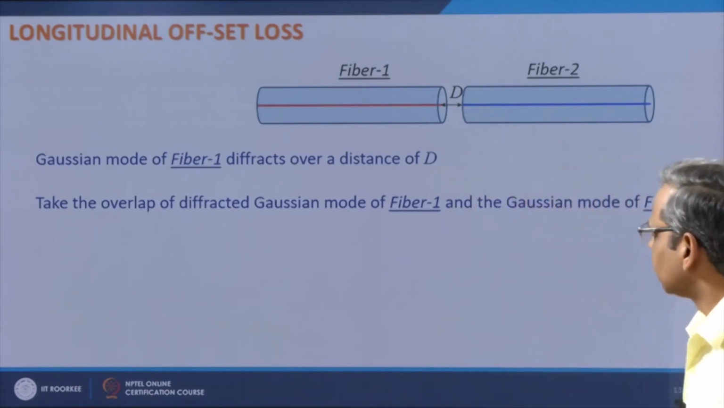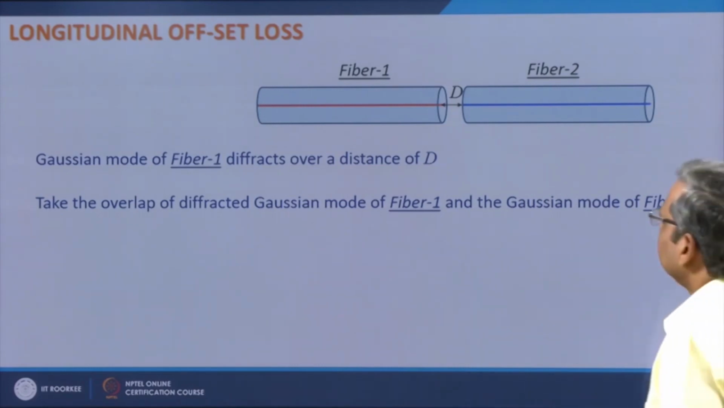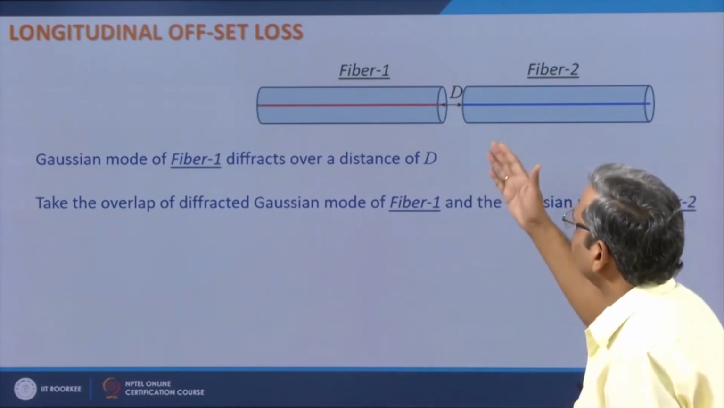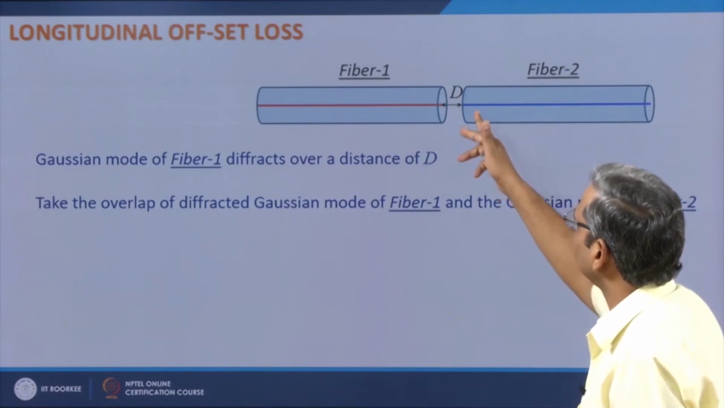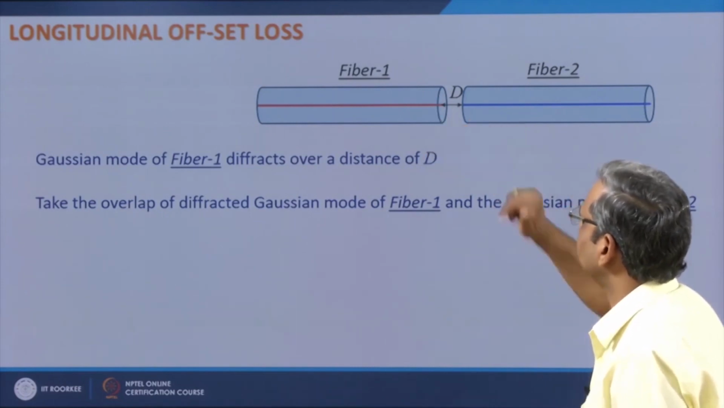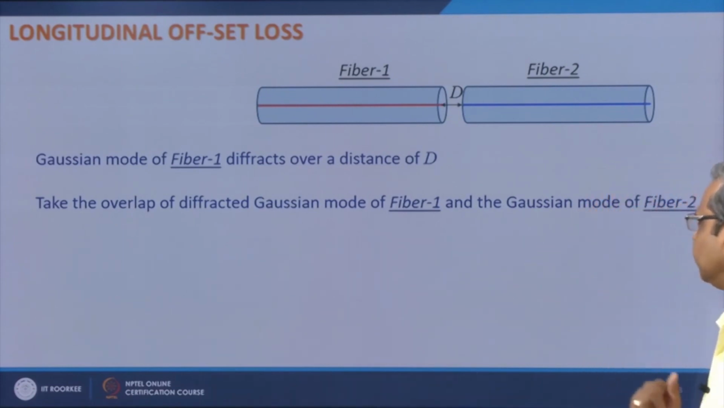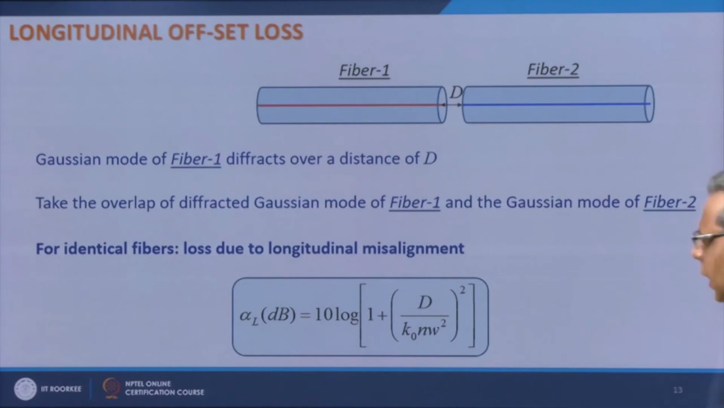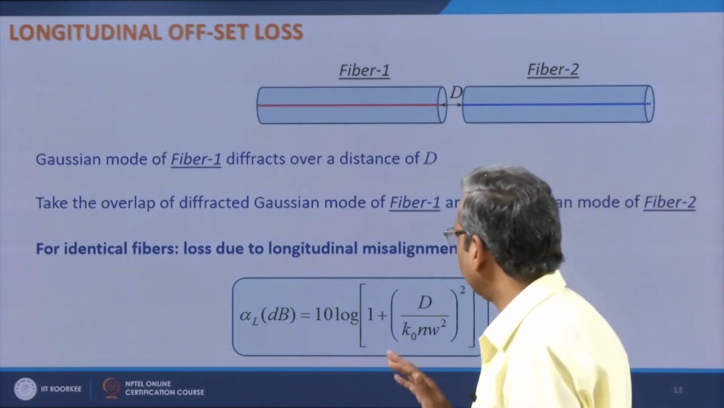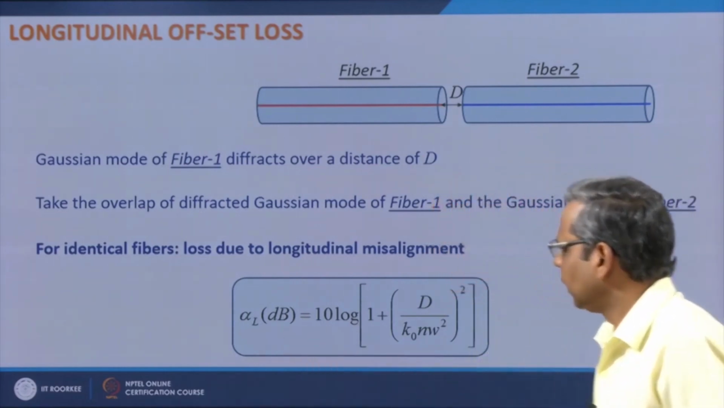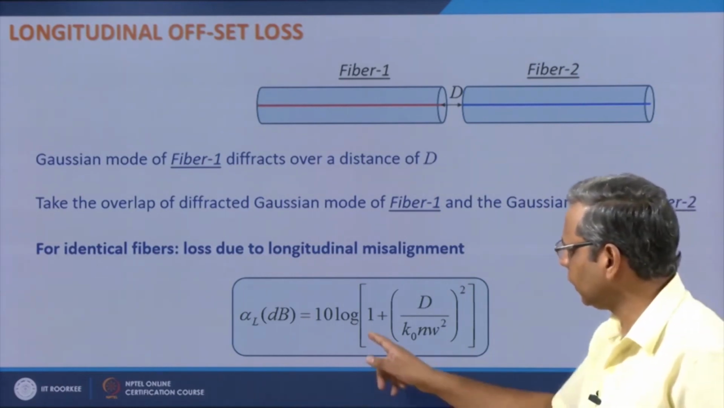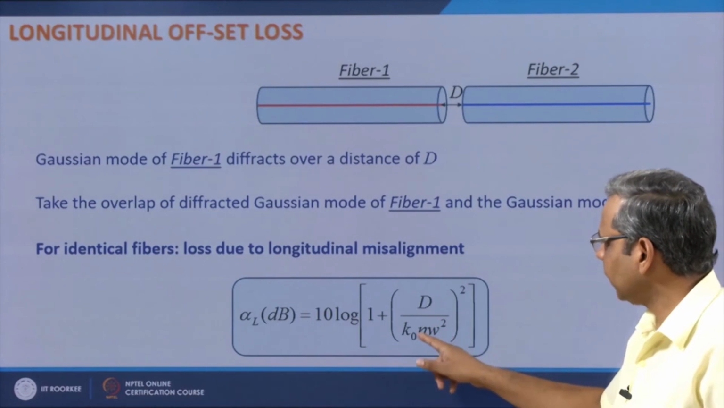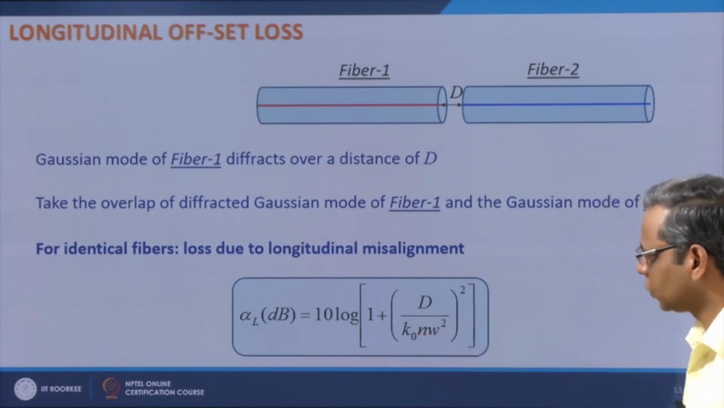So in order to estimate this loss, I should take the overlap between the Gaussian of this fiber and the diffracted Gaussian of this fiber. When I do this, I can find the longitudinal misalignment loss, and it is given by alpha L in dB is equal to 10 log (1 plus (d by k naught n W square) whole square).